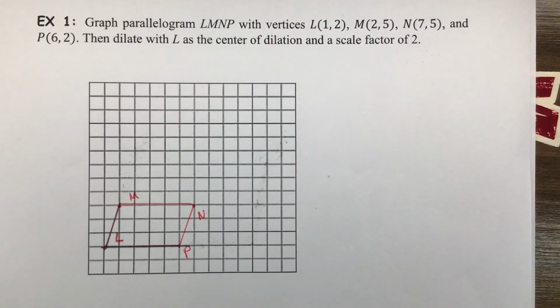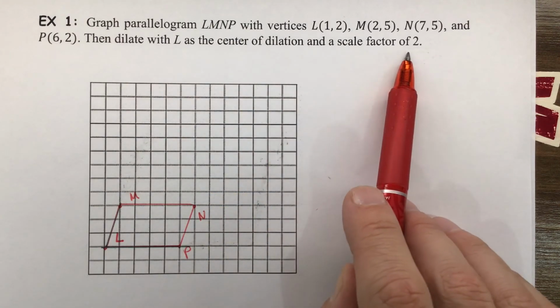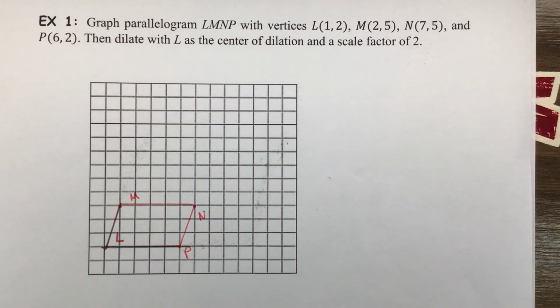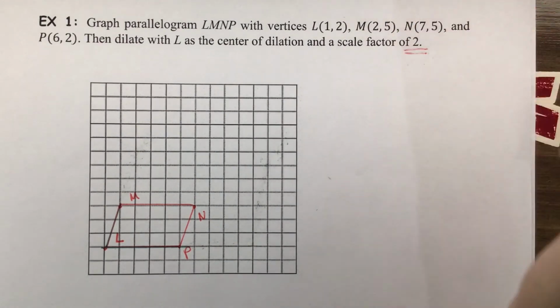For example number 1 for dilations, what we're going to do is graph a parallelogram, LMNP, and we're going to dilate that using point L as the center of dilation and using a scale factor of 2. For every dilation, there are 2 things that need to be provided for you. One of them is our scale factor, which is 2 for this one, and the other is the center of dilation. Now, depending on where the center of dilation is, it can really change the way that you're looking at the problem.